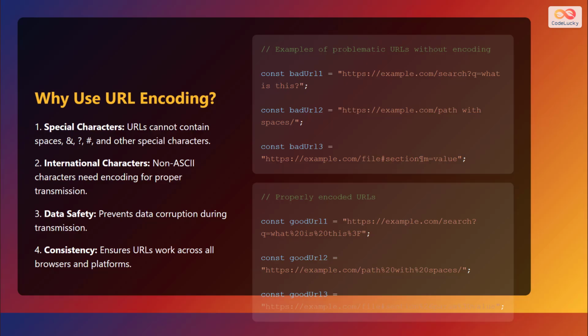Here are some examples of problematic URLs without encoding and their properly encoded counterparts. For instance, a URL with a question mark can be encoded to ensure it's correctly interpreted by the server.